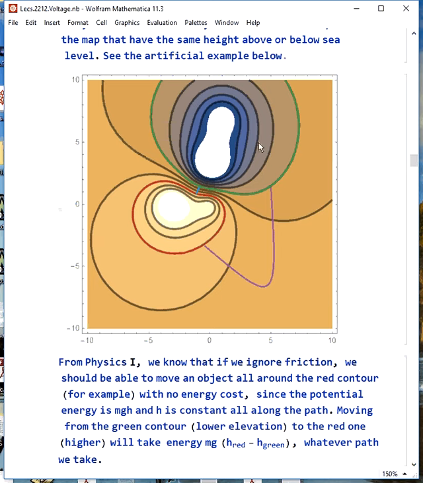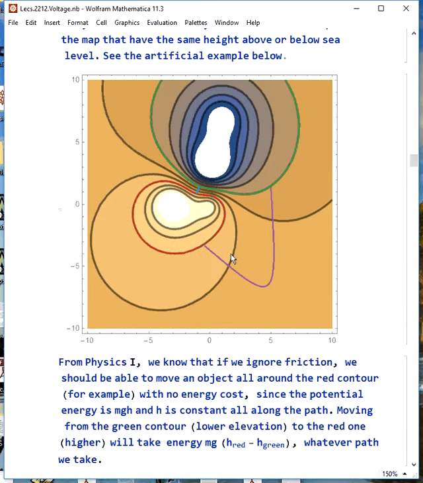The green contour here, which I'm setting as a lower elevation, if we have to move from the green one to the red one, we will have to do some work. And the energy involved will be mg times the height difference, no matter what path we take, whether we take the very, very short blue path or the long, gentle slope of the purple path.